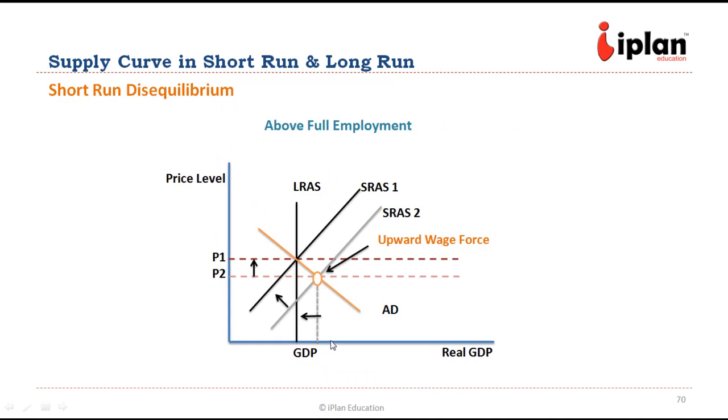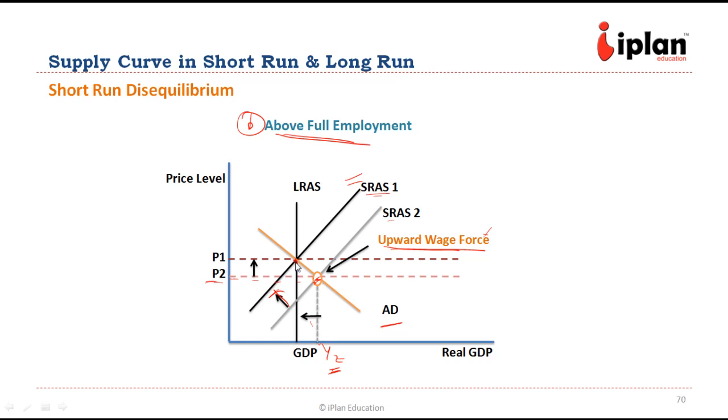Similarly, if we are above full employment level, suppose we are here, the price is this P2, right? This is our aggregate demand curve. Demand remains same. We are at this level, Y2. So automatically there will be an upward wage force, and the price levels are low here and we are producing more than the GDP. There will be upward wage force that will push the input prices of the companies up, and there will be a leftward shift in the supply curve, short run supply curve.